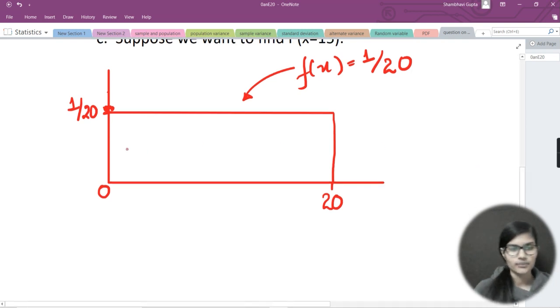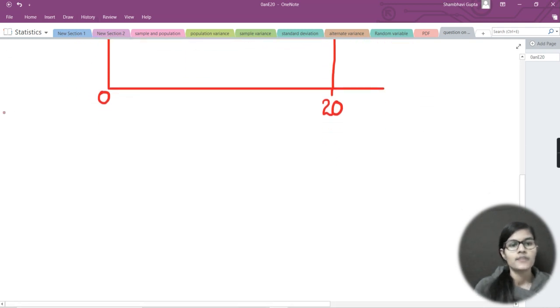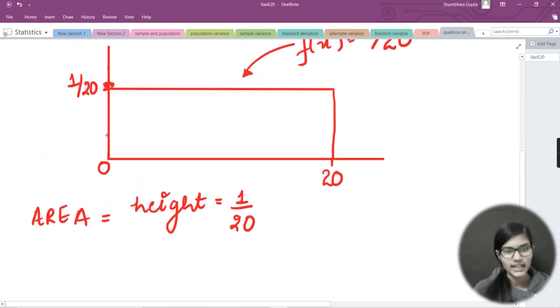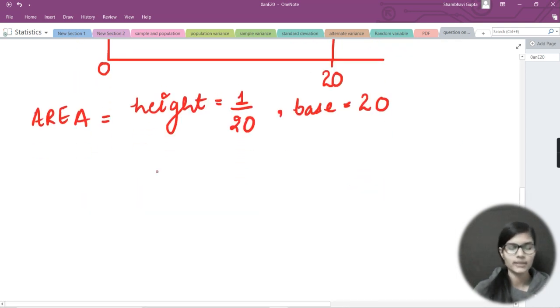So let me move down and start writing things and doing the calculation part. So here what I need to write is area. First, let me define the things. What's the height? We are given that fx is equal to 1 by 20 and our height is here 1 by 20. You all are able to see the same thing, right? Here we have this height which is 1 by 20 and what's the base? Now, base is 20. It is going from 0 to 20. So my base is 20 for this rectangle. So this is the basic thing.